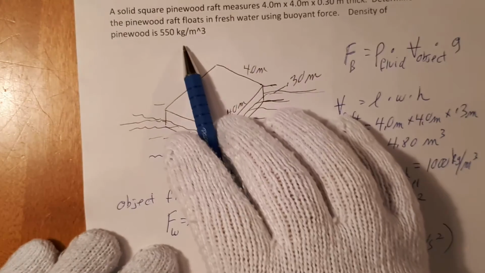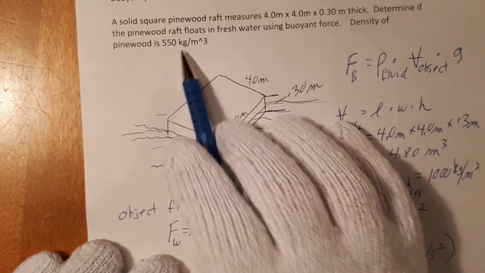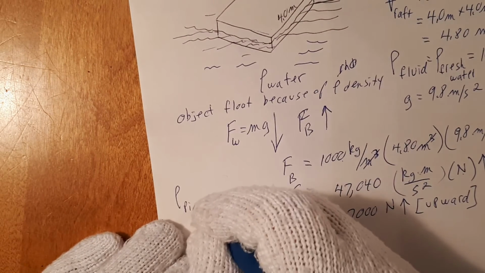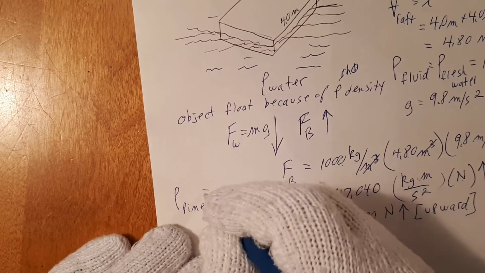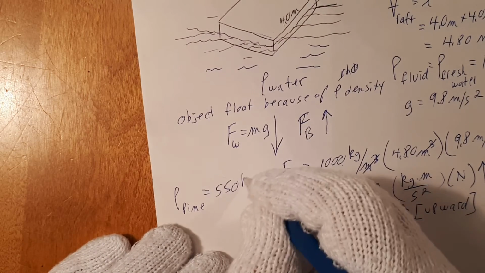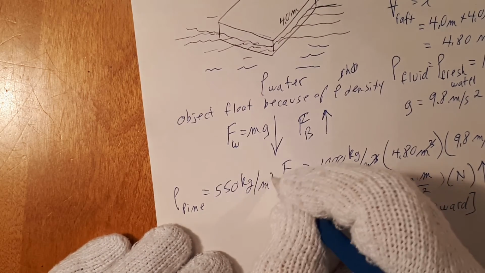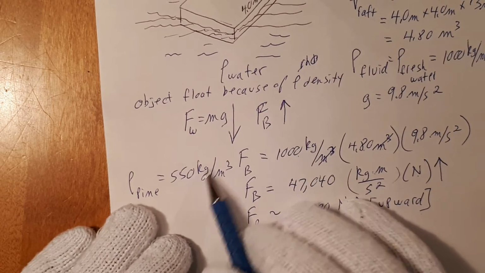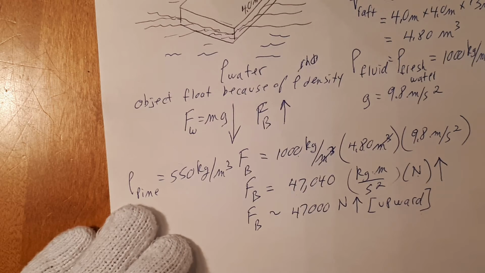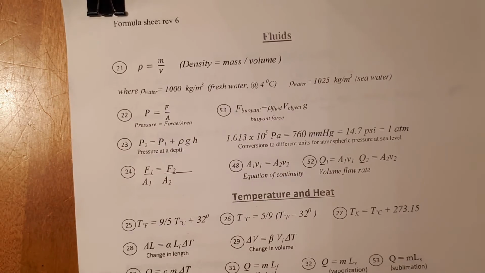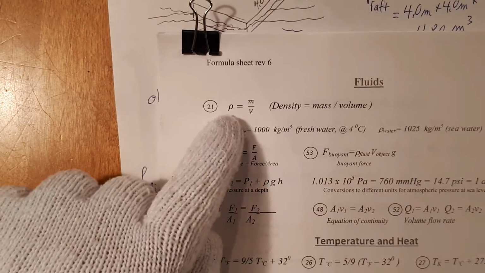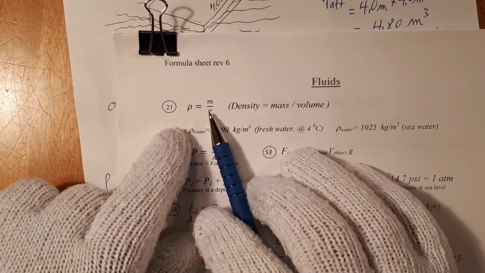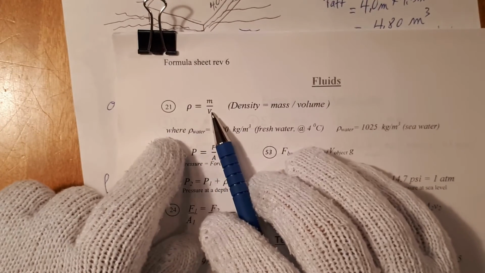But we are given the density of the pine. So I'll just make a little comment here. Density of pine is equal to 550 kilograms per cubic meter. Can we use this now in order to find mass? Yeah, I think we can. We go back to our equations. We see here that density of an object or a liquid is equal to the mass divided by the volume.